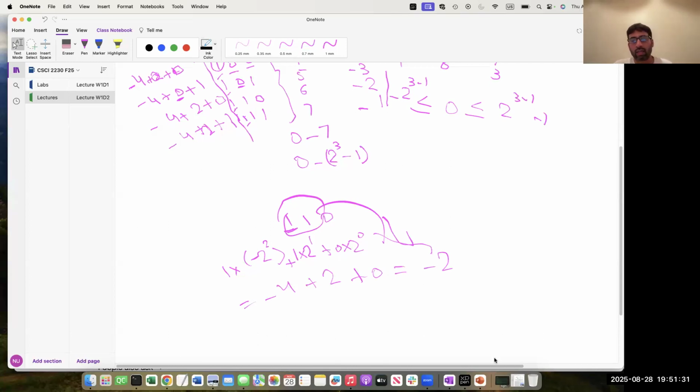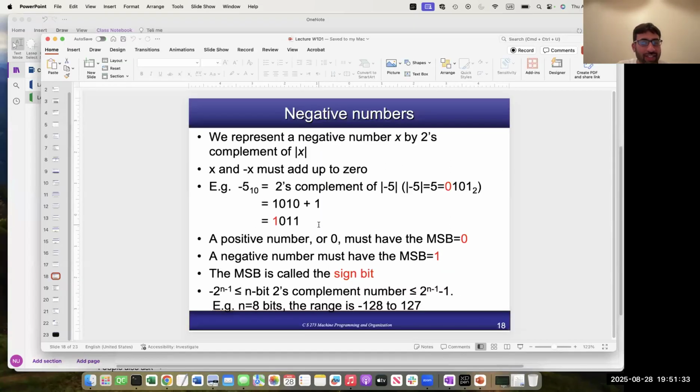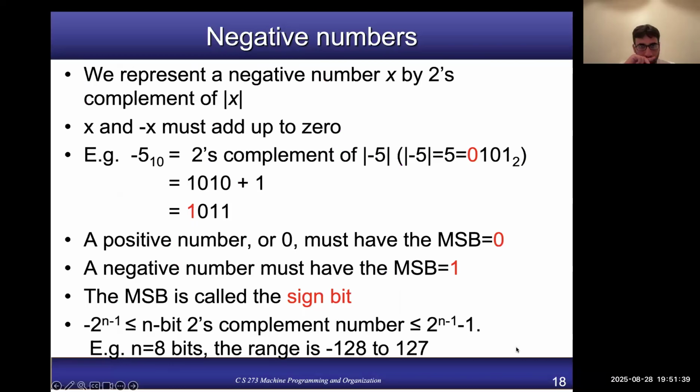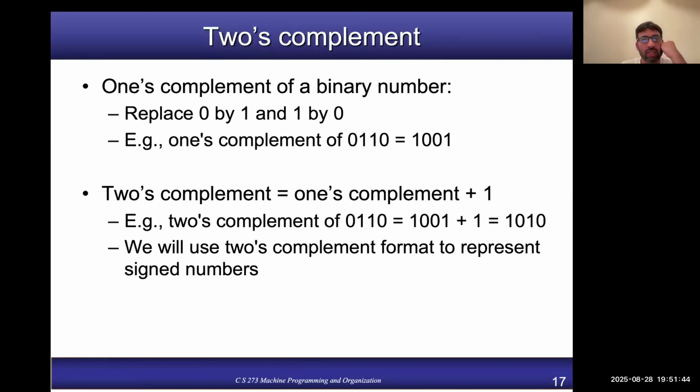Okay. Now we can go back to today's lecture. I'm just reading this slide to give you a recap, and then we'll go to the following slides. So how do we get the 2's complement of a number? To get the 2's complement of a number, we replace all zeros by ones and all ones by zeros. Basically, we are just toggling the bit values of the binary number.